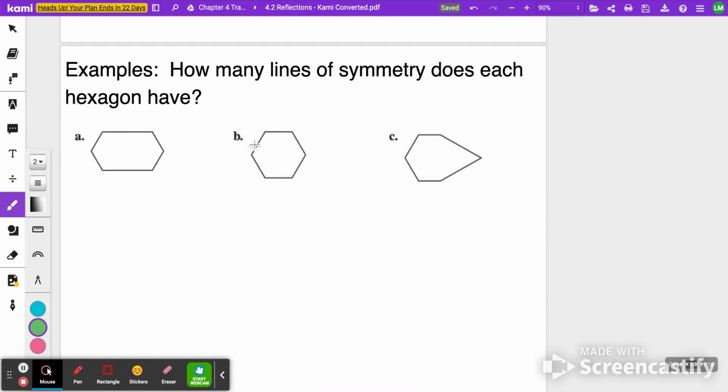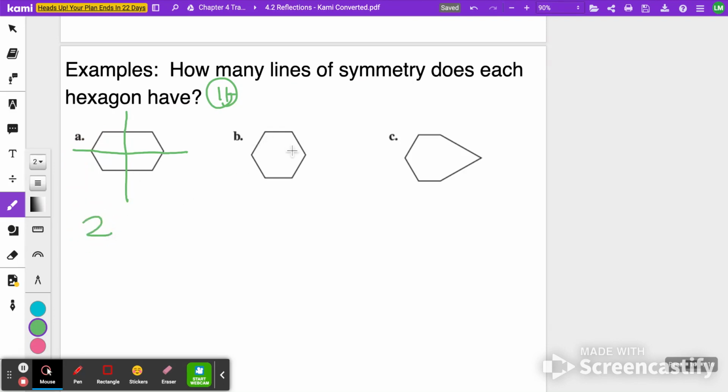So knowing that, let's look at these examples. How many lines of symmetry does each hexagon have? Let's see if you can pause here, try this question, and when you're done, click play. So for this letter A, I'm seeing a line of symmetry here, and I also see a line of symmetry here. The other ones, though, are not going to create an even space, so this one only has 2 lines.